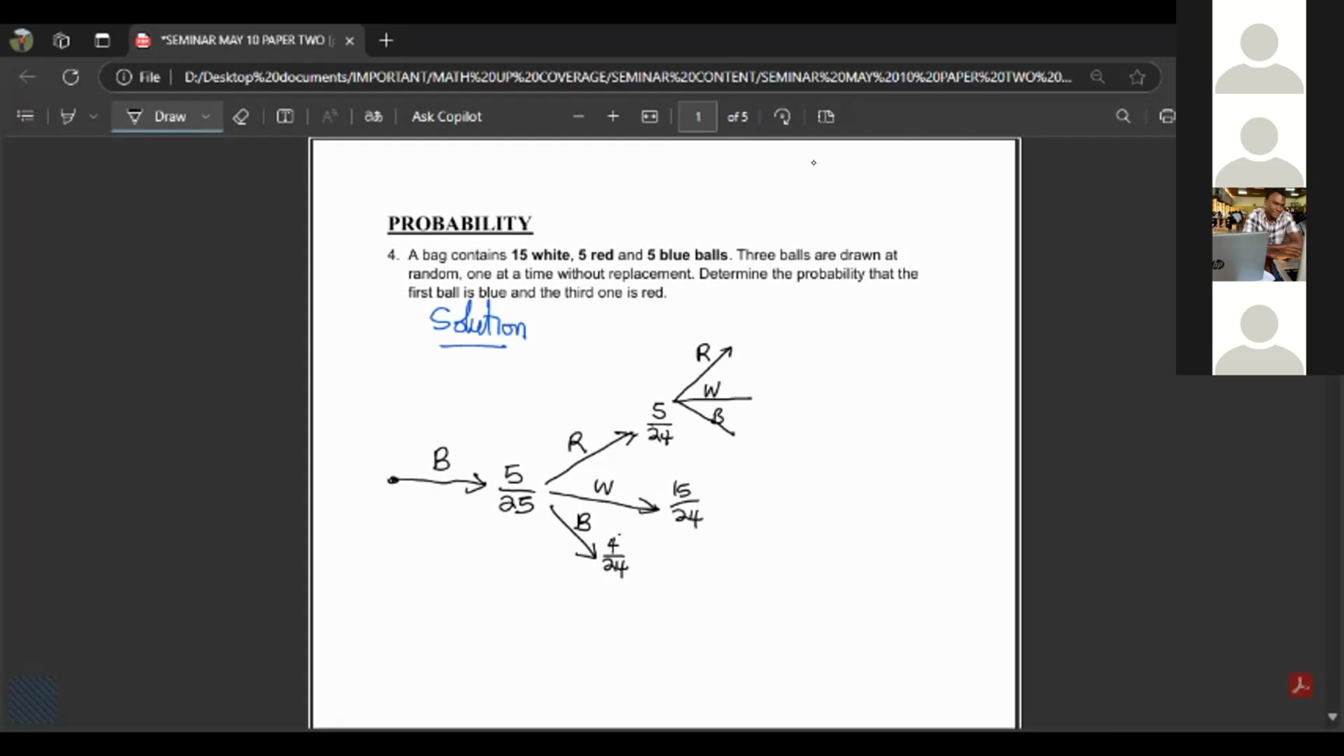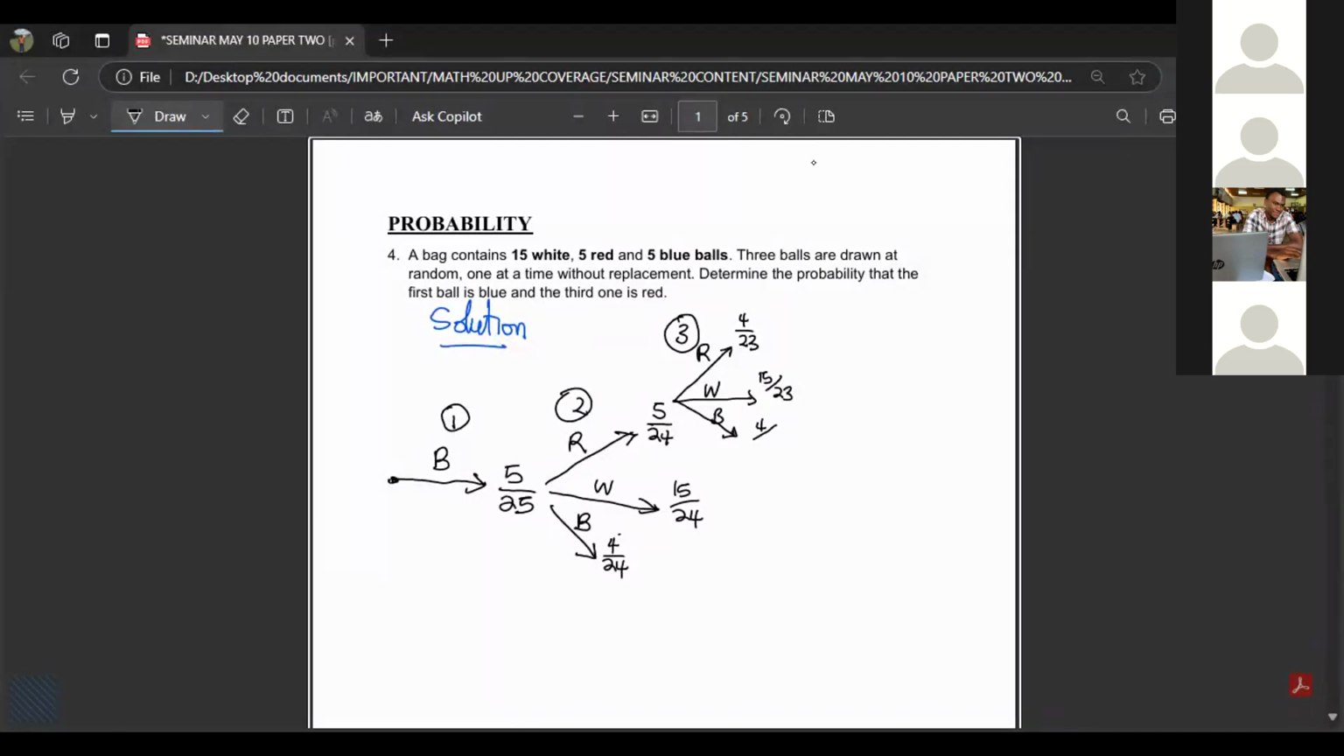We would have red, white, or blue. And the sample space has again reduced to 23. Since you chose the red ball the second time, you'd have 4 red balls left over 23. You haven't chosen a white ball at any of the times, so you have 15/23. And here you have a blue ball, so it has reduced to 4 because you already chose a blue ball at first. So it's going to be 4/23.